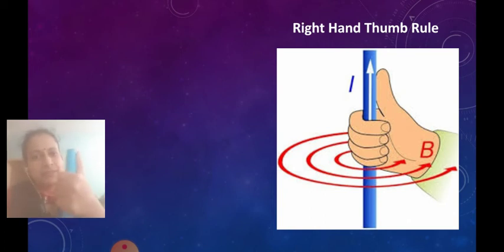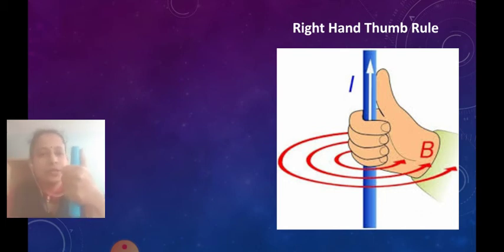Now here there is a condition, such that the thumb is stretched along the length of the conductor, and the curled fingers show the direction of the magnetic field. So if the thumb points towards the direction of the current, then the curled fingers will be showing the direction of the magnetic field. So simple, right? You can also try this.